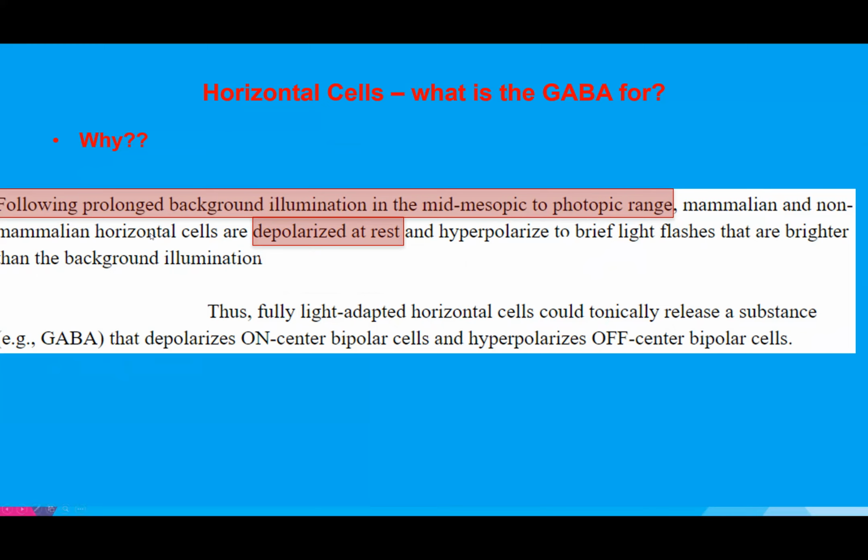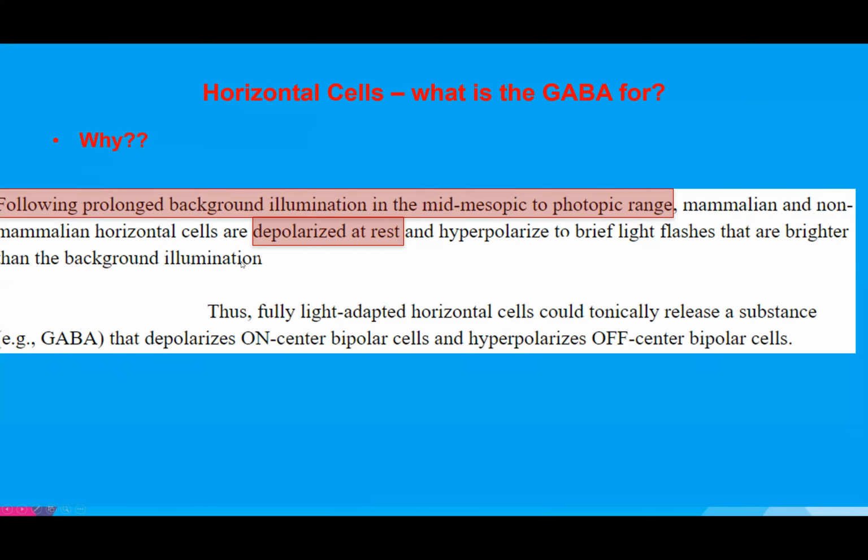Remember this, these horizontal cells, if I'm in the photopic range, what does that mean? It means light struck the photoreceptor, correct? So if light strikes the photoreceptor, that means glutamate is not secreted, it's inhibited. So this mammalian horizontal cell should actually become hyperpolarized, right? But here they say they become depolarized if you stay prolonged in illumination. They actually flip their valence. Why do they do that? Because they need to hyperpolarize to brief flashes of light that are brighter than the background illumination.